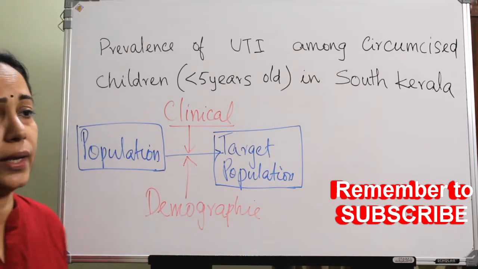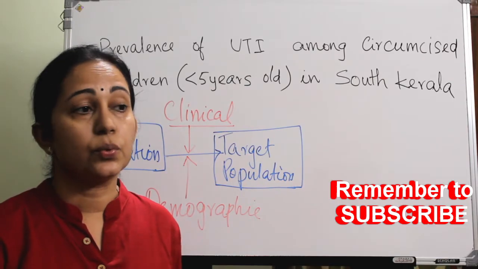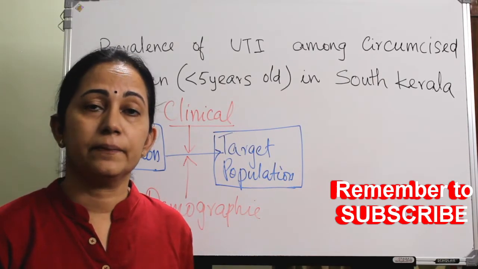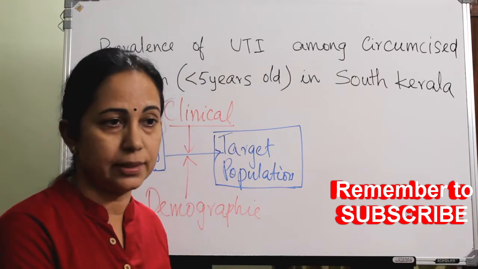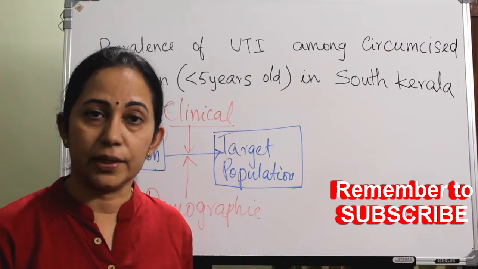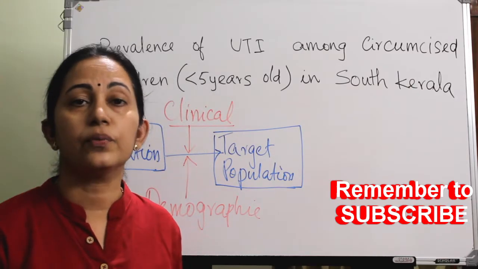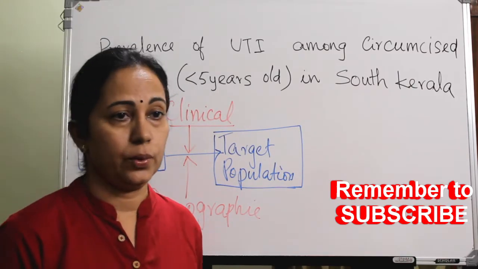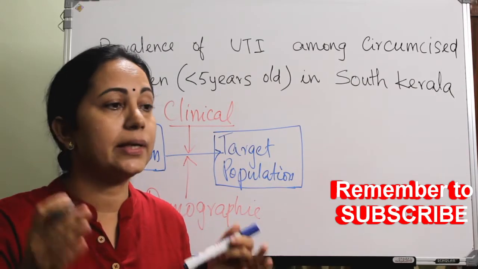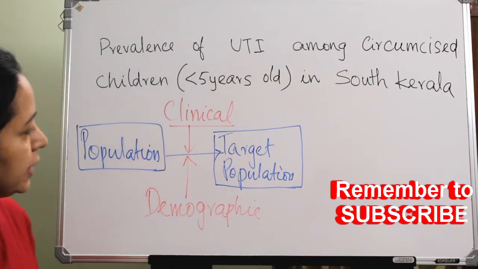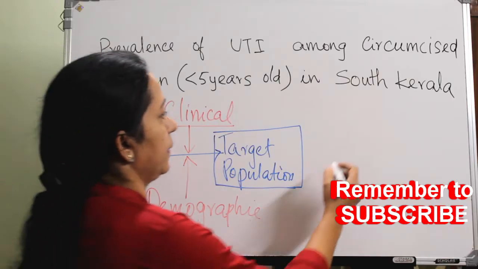So we cannot go and access all of these very easily. If it is a hospital-based study, the investigator can do this study in children less than 5 years old attending the pediatric OPD of Government Medical College, Trivandrum, and also that too in a particular time period. So there comes the third population, which is the accessible population.